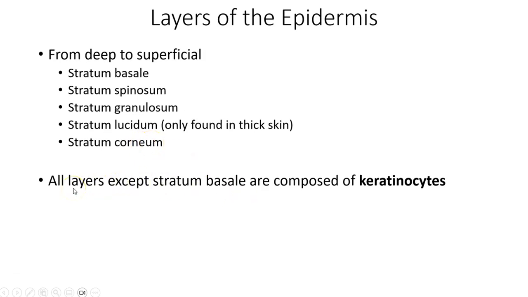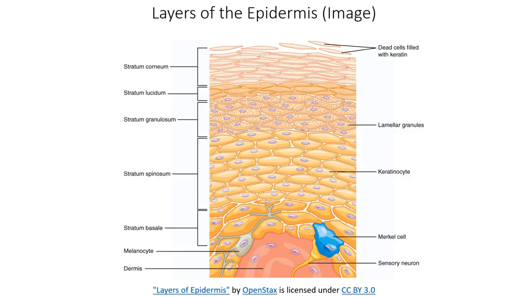So all of these layers except the deepest one are going to be composed of keratinocytes, which are going to produce that keratin, and then they will actually die after a certain point in time. So this is kind of what that looks like. We've got that outer layer, the stratum corneum. This is dead cells that are full of keratin. All of the cells underneath that are going to be living, but they do progressively get closer and closer to dying as they get closer to that surface.